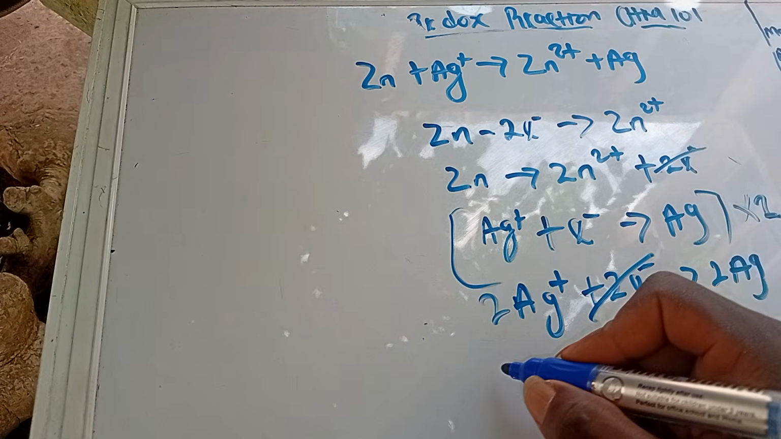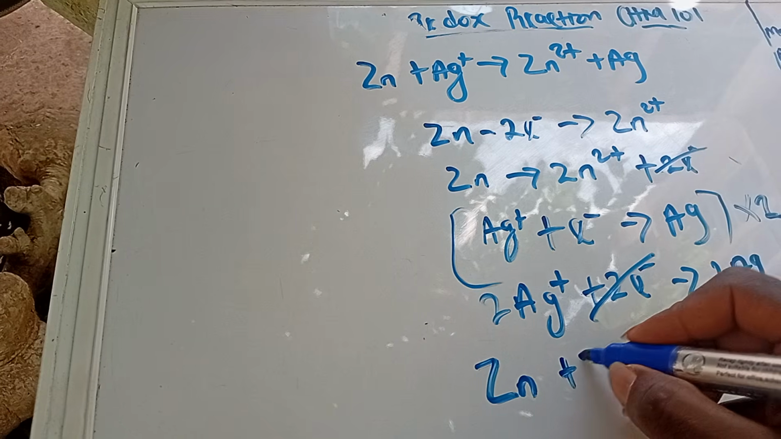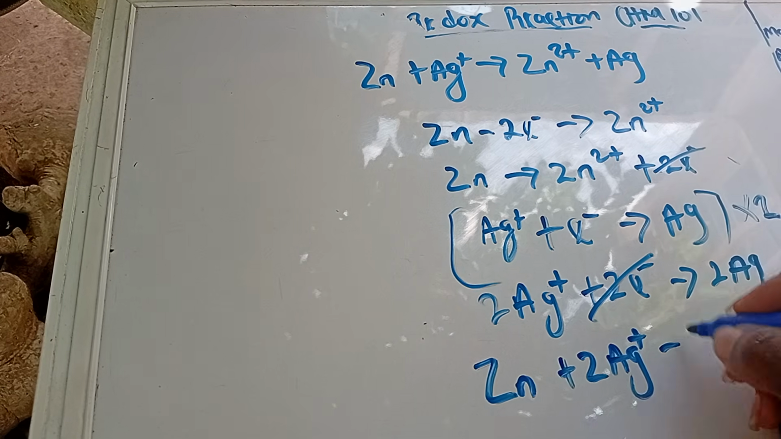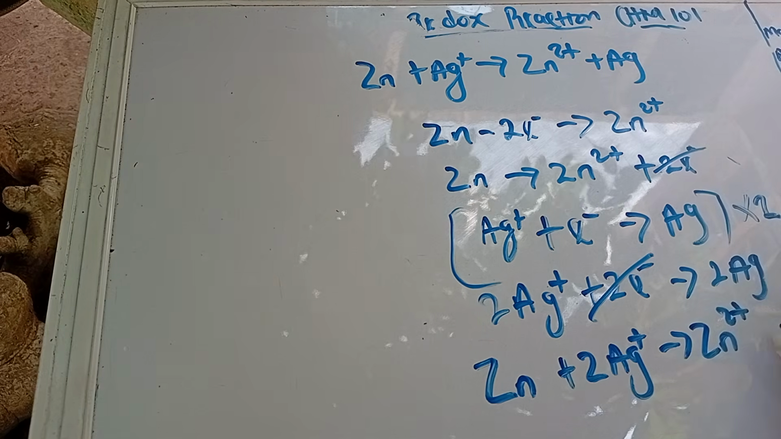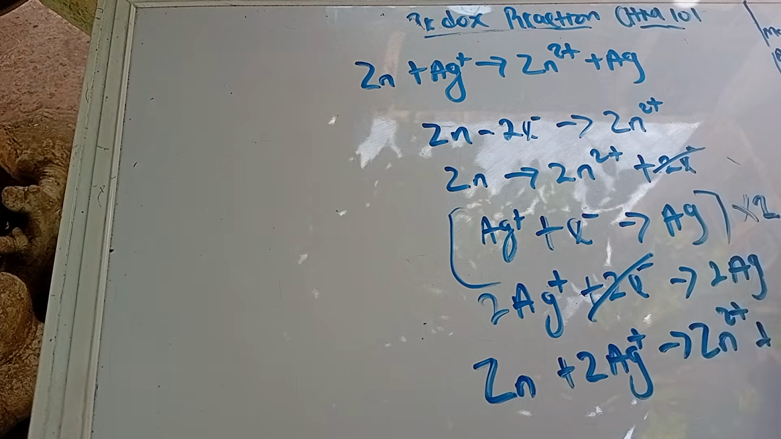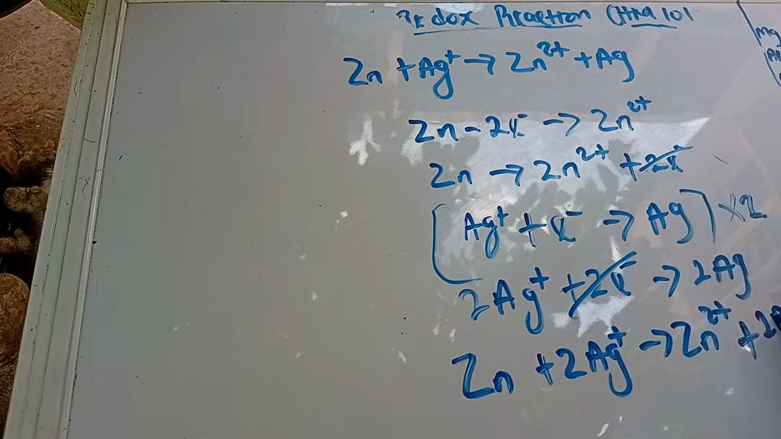Here we have Zn on this side. What do we have on this side? Plus 2Ag+ to give us, what do we have on this side? Zn2+ plus what? 2Ag.